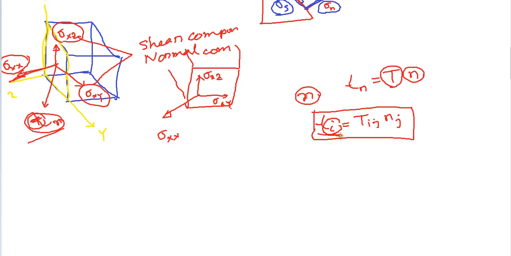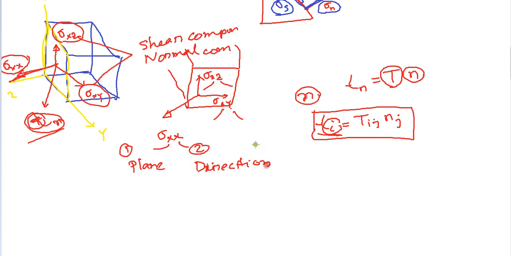Before I start this, I want to explain the significance of the two indices, for example x and z. What does this mean? It means the first index indicates the plane on which the stress acts, and the second index indicates the direction in which the stress acts.